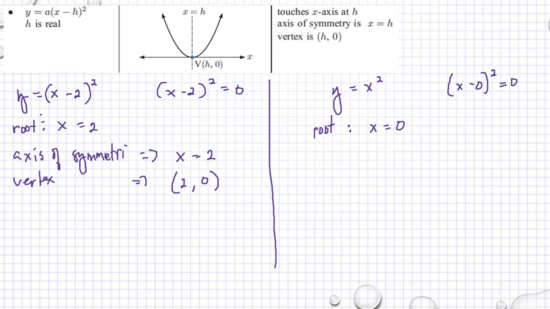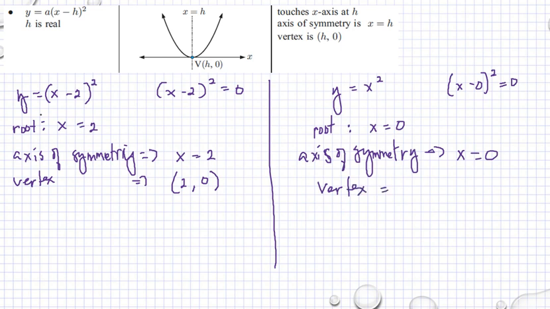Then I have x minus 0. My h here is 0. As we can see, your root is h. Axis of symmetry. Oh, it's symmetry. I wrote it in another language. x is equal to 0, and vertex is equal to (0, 0).